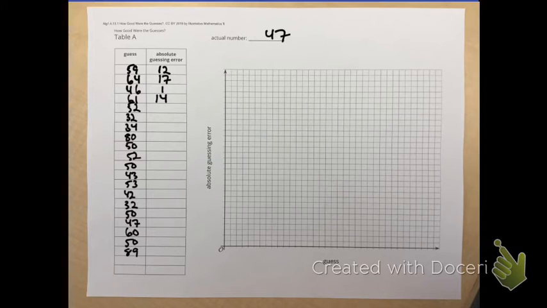17, 1, 14, 5, 15, 13, 33, 3, 5, 3, 4, 6, 5, 15, 3, 0, 13, 3, and 42. Okay. So these are all of our guesses and how far away from the guess we are.